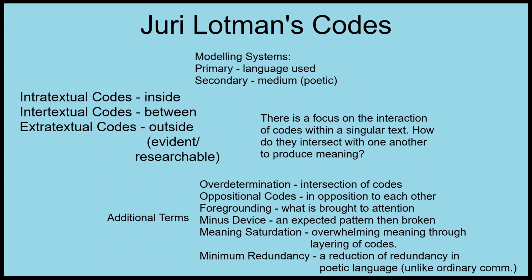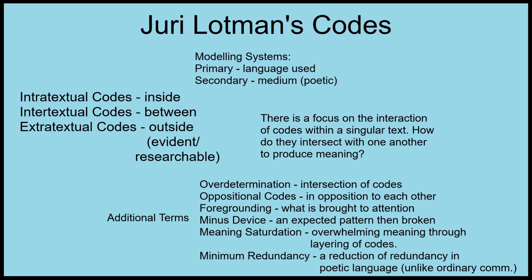Then you get your secondary modeling system, which would be the medium in which it is. So if it's poetry, it's a poetry system. When we read poetry, we are paying attention to it in a way that's very different to if it were just ordinary communication. Ordinary communication would be regular people just talking to each other, and that is not usually analyzed in the same way. Obviously, you do get conversational analysis, but we're not really going to look at that today. All right, so that is the modeling systems.